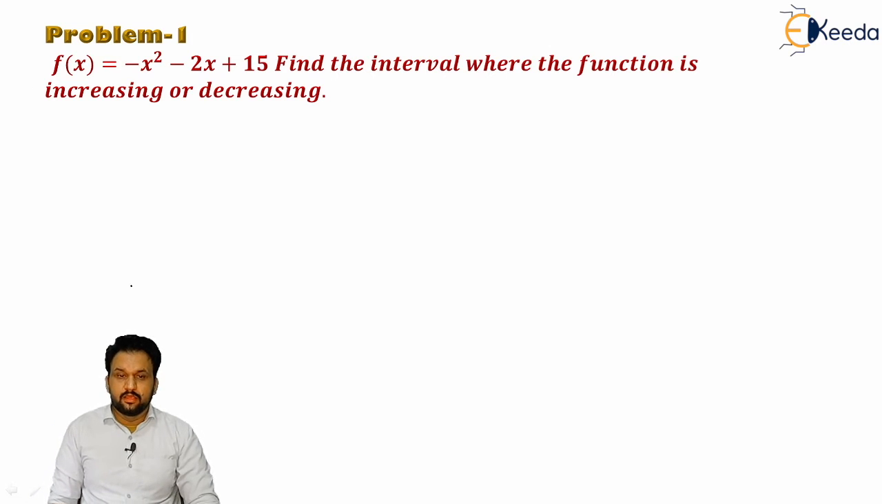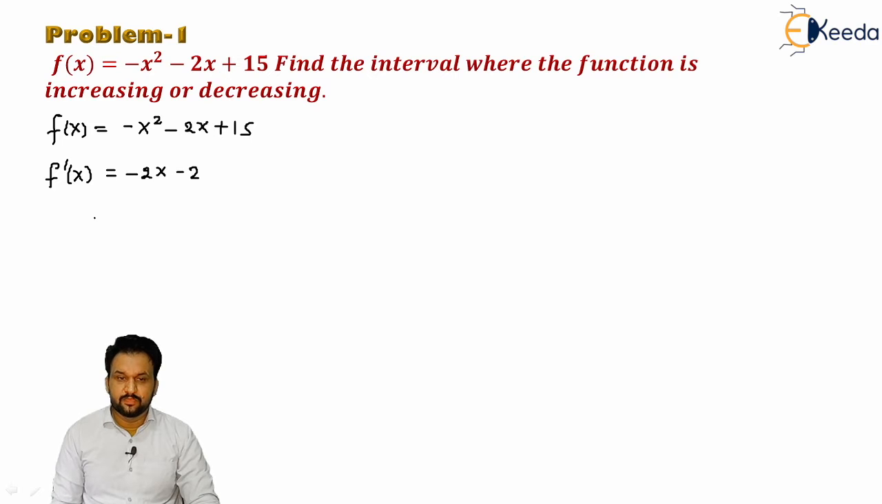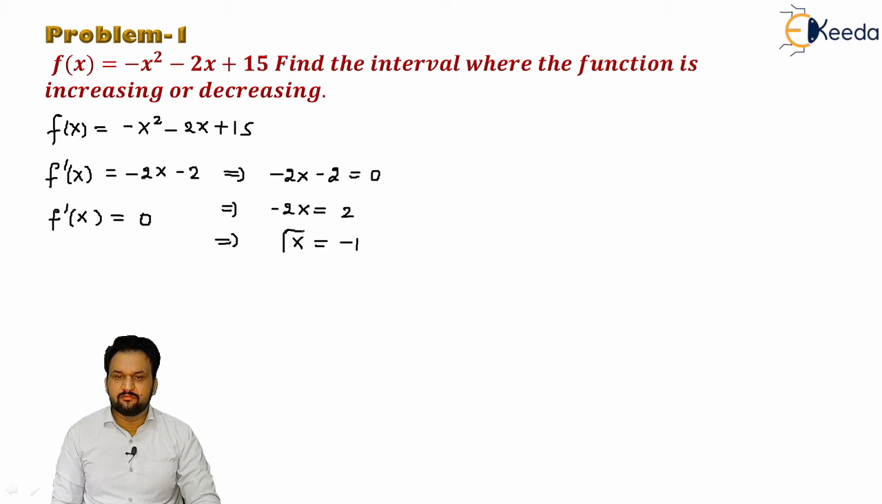So let's see. Here the function is given to you, that is f of x is equal to minus x square minus 2x plus 15. First of all, we need to find the derivative of this function, or we can say the first derivative. It will become minus 2x minus 2. And according to the methodology of increasing decreasing functions, we will substitute first derivative equal to 0. So minus 2x minus 2 is equal to 0. Here minus 2x will become equal to 2, and easily we can calculate the value of x, and that will become minus 1.